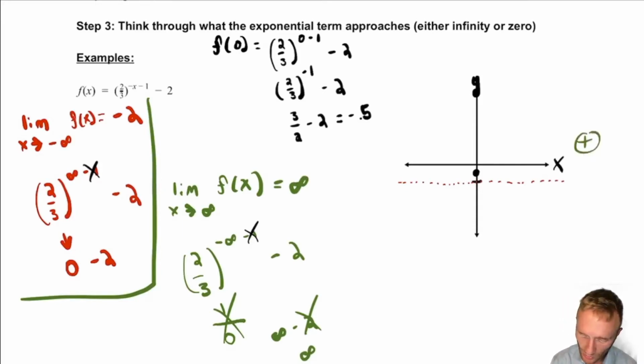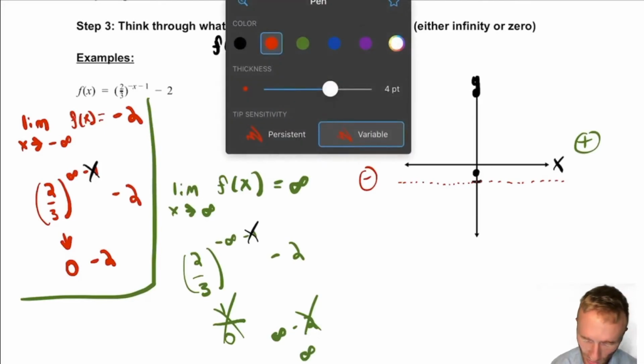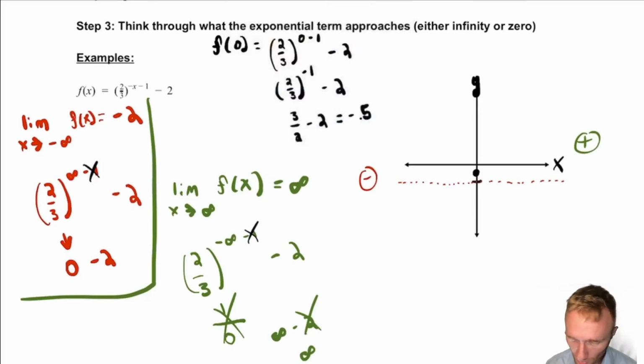So to the right, we're heading up forever. To the left, we're approaching this asymptote at negative 2. And so combining these two, green and red make purple. Just kidding. We would have a graph that looks something like that.